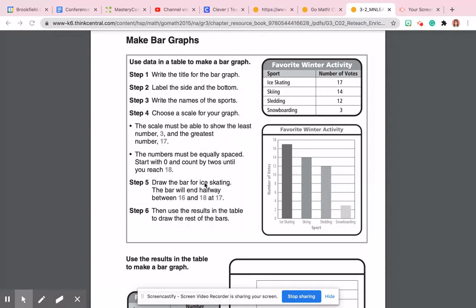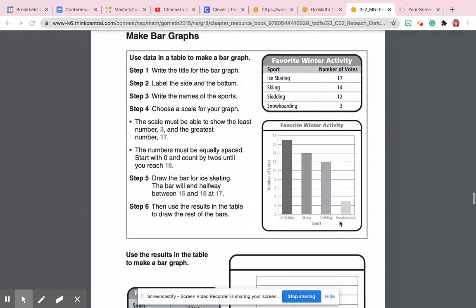Step 5 is to draw the bar for ice skating. So they knew that the bar was going to end halfway between 16 and 18 because 17 is right in the middle. So they drew their bar up until it got to 17. Step 6 is to then use the results in the table to draw the rest of the bars. So they used each of these numbers to draw and stop at where the number would be.